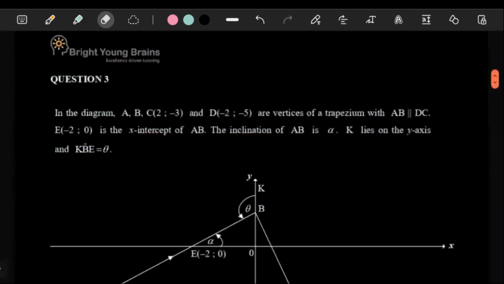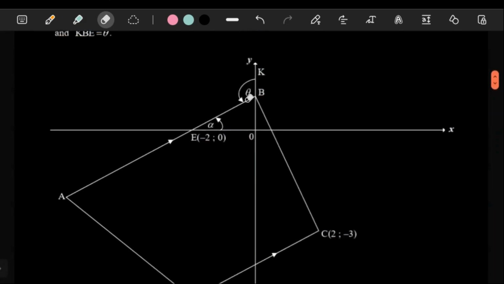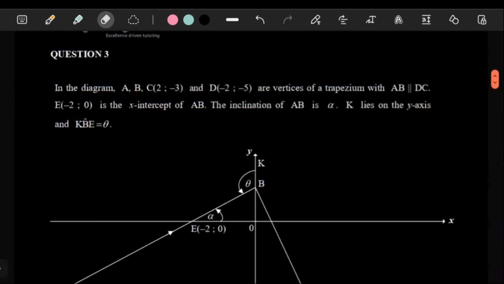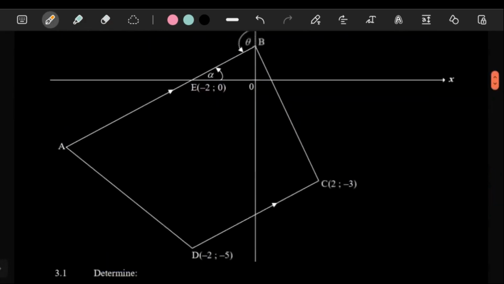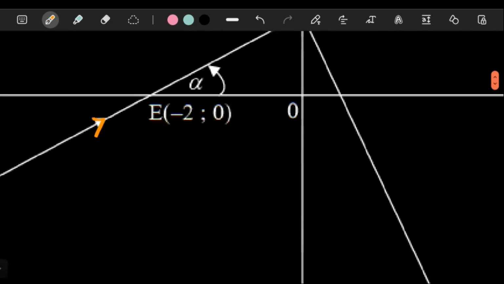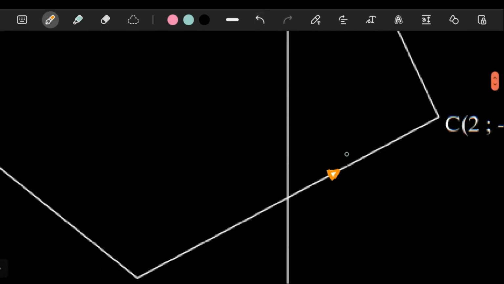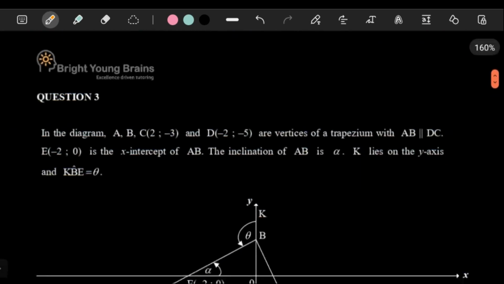Question number 3 says the following. In the diagram, A, B, C, D: you have A, there's nothing given there. B, nothing given there. C, you have something. D, you have something. And then they say these are vertices of a trapezium, right? Yes, because you have parallel lines there. So with everything being said, this is what you need to keep in mind. It says here, these are vertices of a trapezium with AB parallel to DC.